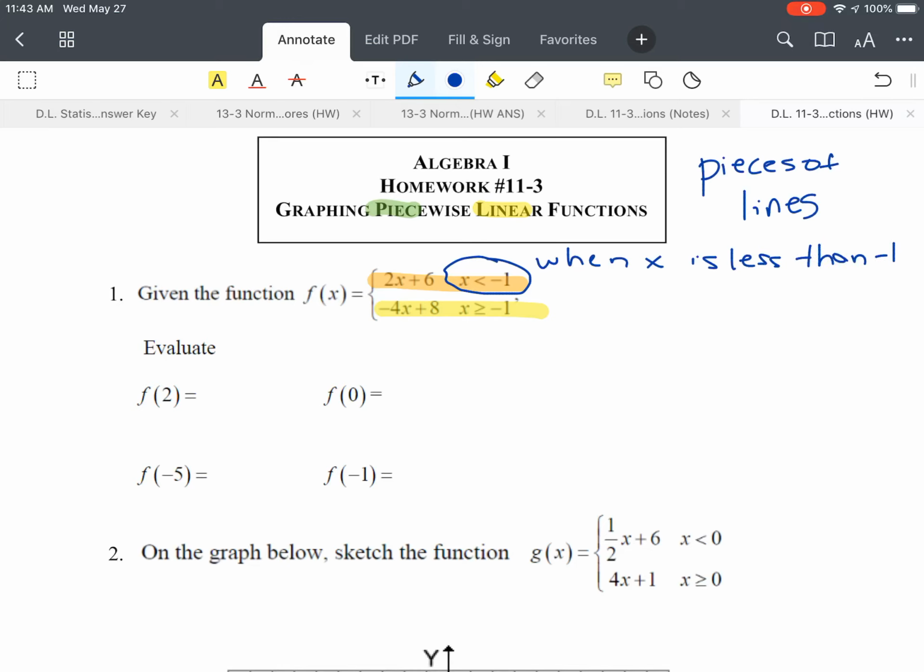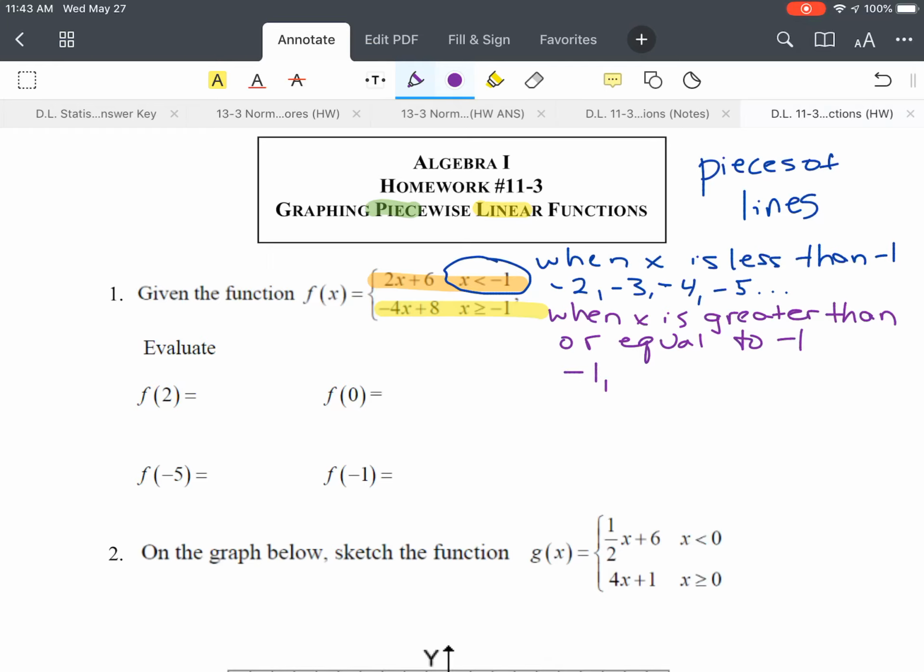So let's think of some numbers that are less than -1. -2, -3, -4, -5, and I can go on. Let's look at the second one, -4x plus 8. Well, we're going to be graphing that one when x is greater than or equal to -1. So greater than or equal to -1 is going to be -1, and then we're going to go greater. So greater than -1 is 0, 1, 2, 3, and so on.